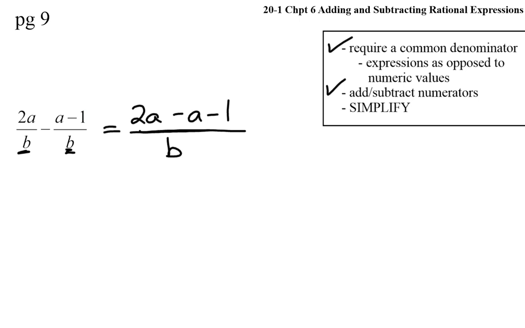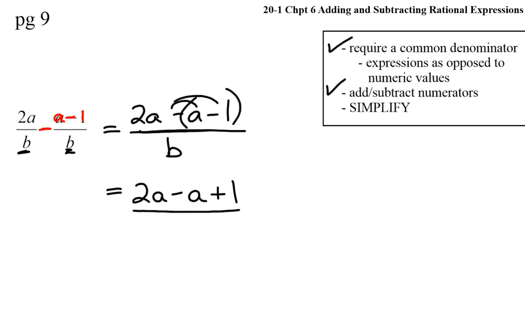But that's going to be a problem. This won't get us the correct answer because we want to subtract all of a minus 1, not just some of it. So whenever it's subtraction, we need to make sure the second term, polynomial numerator, whatever you want to call it, goes in brackets so that this negative will distribute. So we're left with 2a minus a plus 1 over b. Because we're subtracting, the negative distributes. Can we simplify? Make sure you simplify.